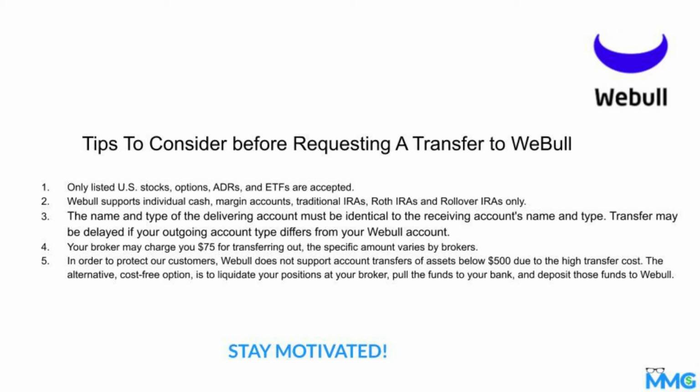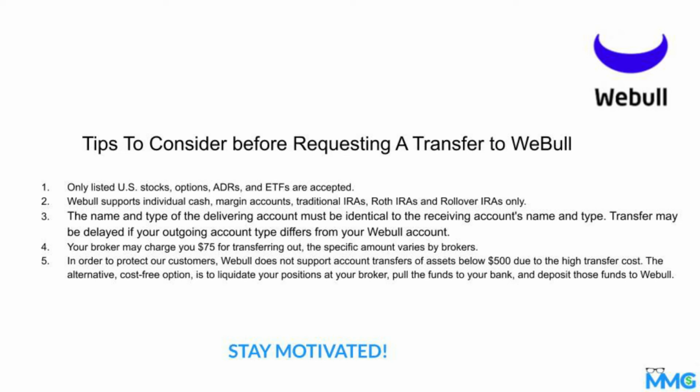Tip number 3 is that the name and the type of the delivery account must be identical to the receiving account's name. So if you are transferring an account from, let's say, Robinhood to WeBull, and the name in Robinhood doesn't match your name in WeBull, you have problems. If the account type doesn't match, let's say you're trying to transfer a traditional IRA into a Roth IRA, that won't let you. So you have to make sure that all those things are identical before you can request your transfer.